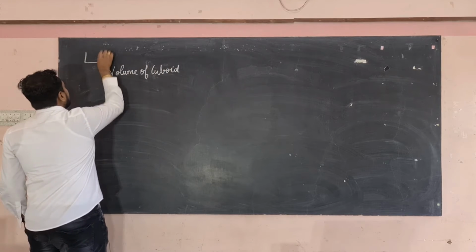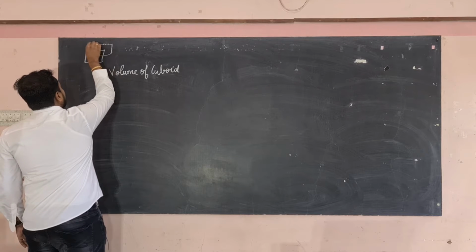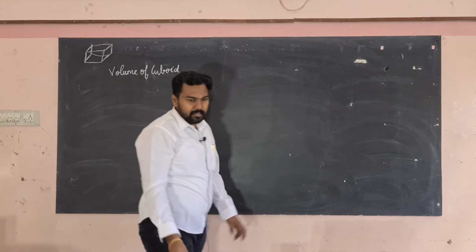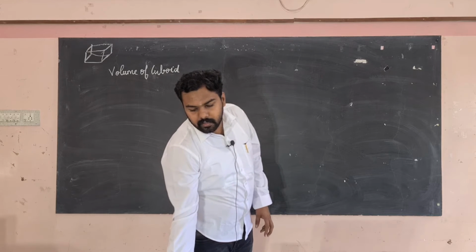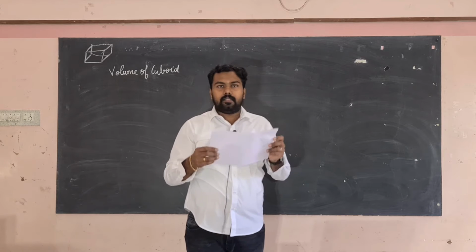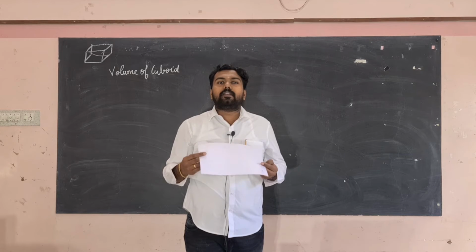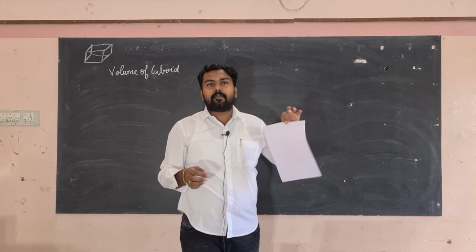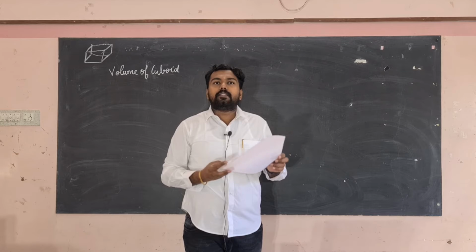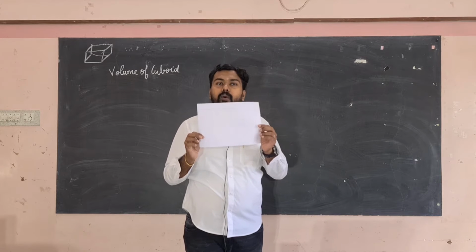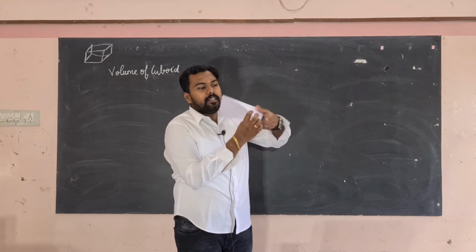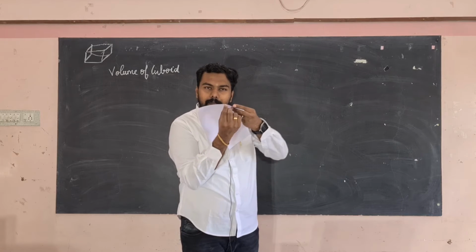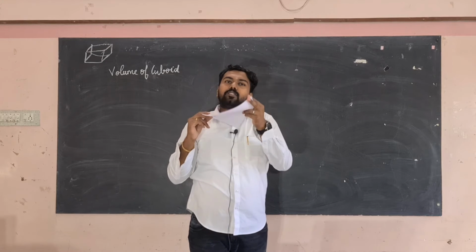Cuboid has a rectangular shape, a rectangle enclosed by rectangles. This is a cuboid, so we have seen this. Let me show you what this is. This is actually a paper. Is this 2-dimensional or 3-dimensional? This is actually 2-dimensional. Why? This paper does not have any notable thickness. There will be minute thickness, but we can assume it as 1.